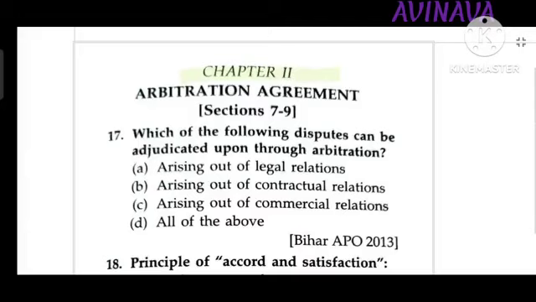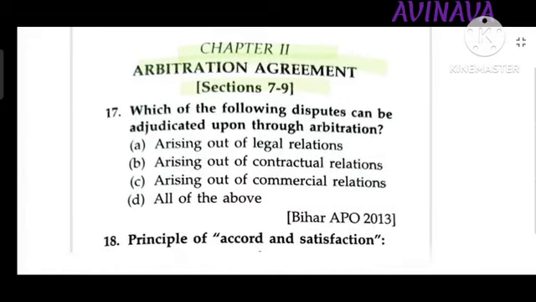Chapter 2. Arbitration Agreement, Section 7 to 9.